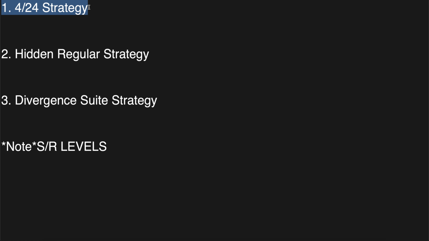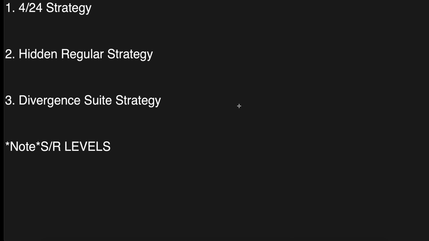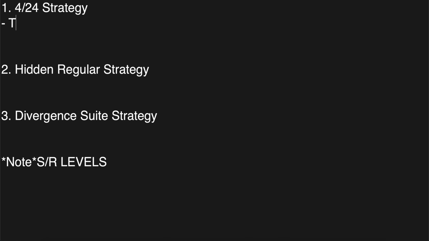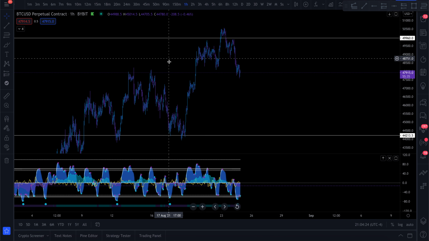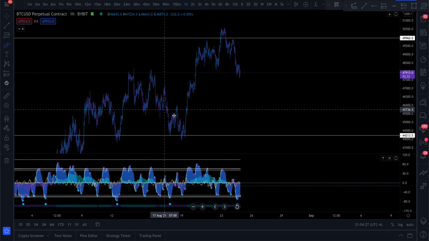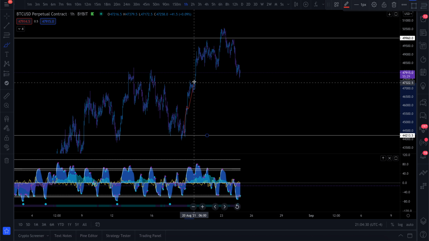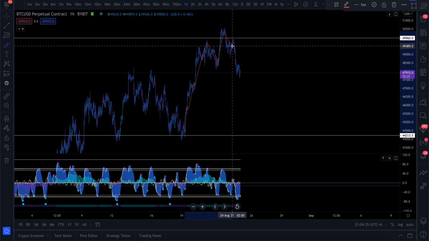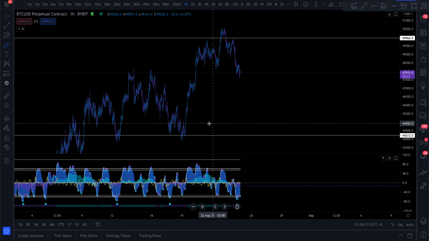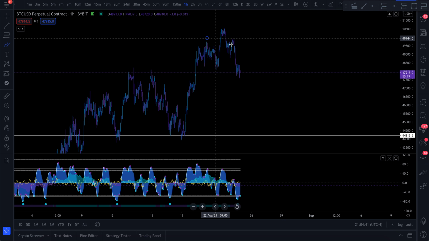But the first strategy is the 4-hour, 24-minute strategy. This strategy only works for trending markets, okay? What I mean by that is it only works in a very strong uptrend or a very strong downtrend. So if you see yourself in the middle of an uptrend where we just get massive move up, small consolidation, massive move up, consolidation, massive move up, then you can implement this strategy. And the opposite is true. If you see we're in a strong downtrend, you can also implement this strategy.